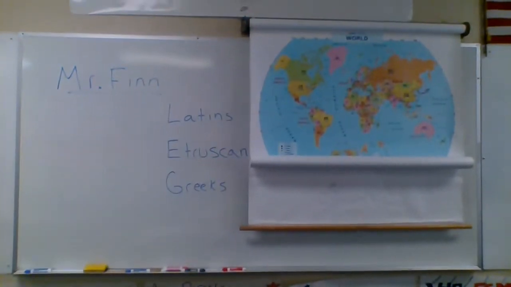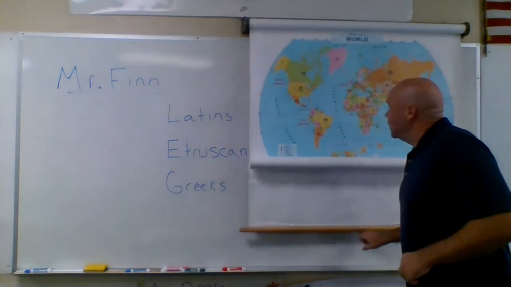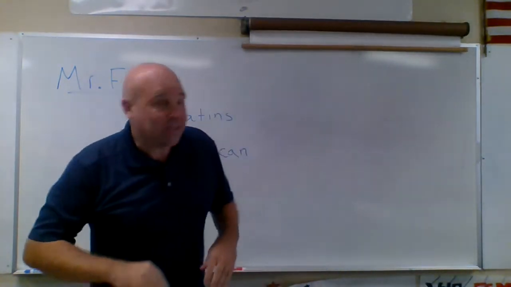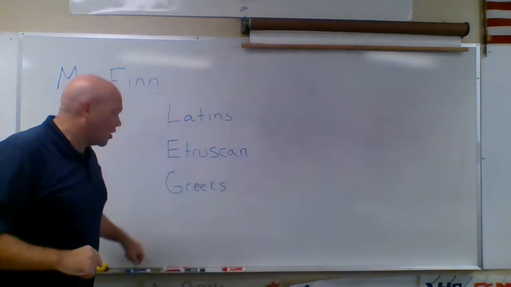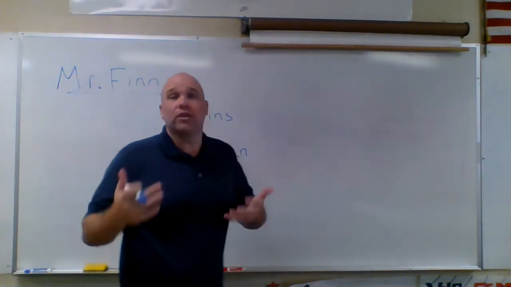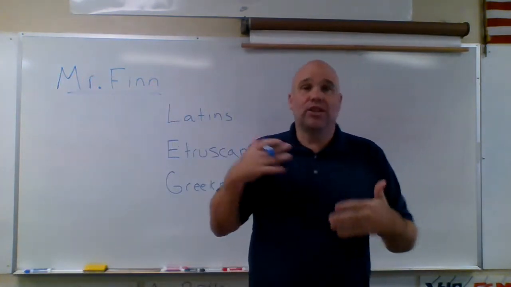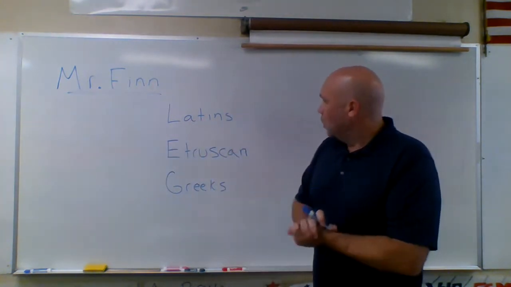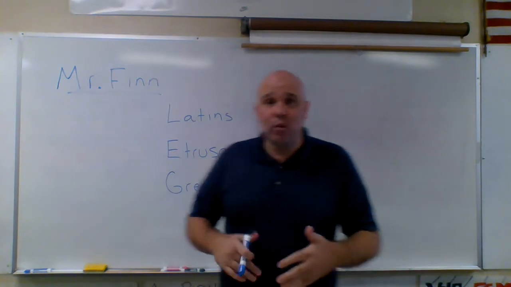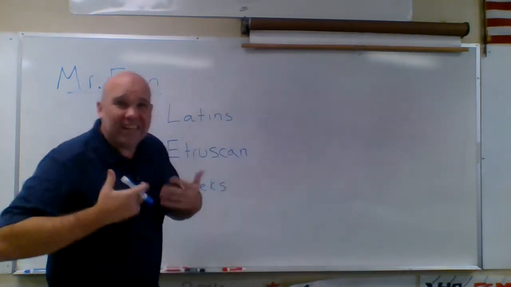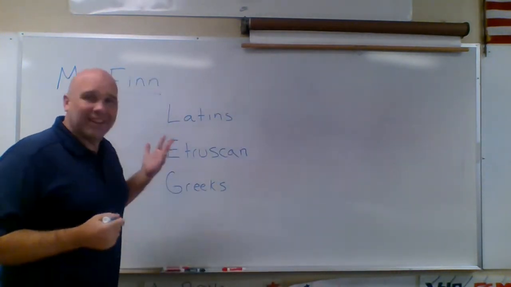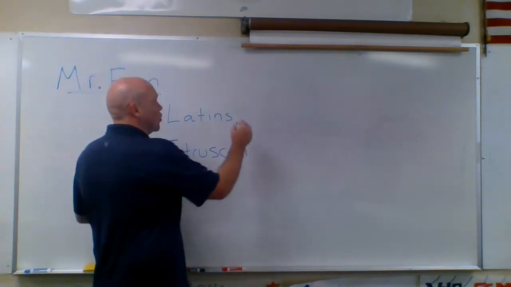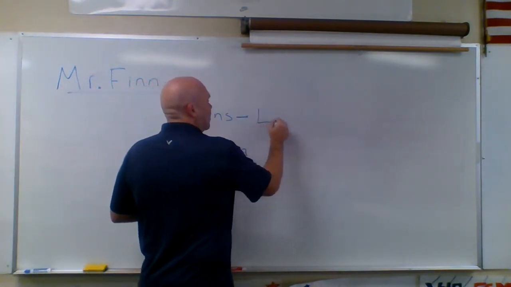I already got a couple of things up on the board for us, just so we have an idea where we're starting. The Latins, Etruscans, and the Greeks are all going to play a part in our early Roman civilization unit. So, where do we start? Well, on that peninsula, there were small groups or small kingdoms that existed. One was the Latins.